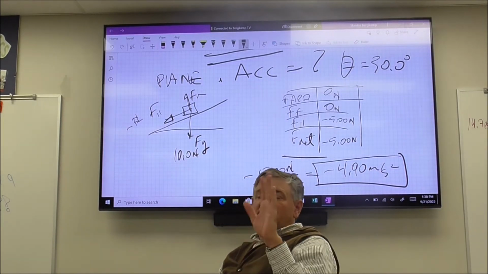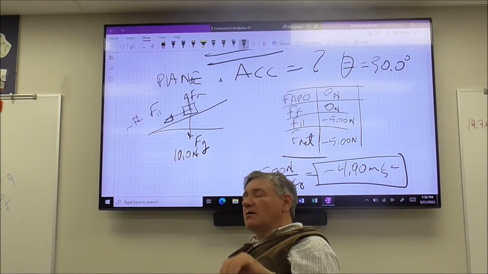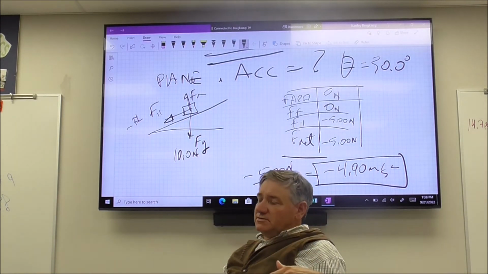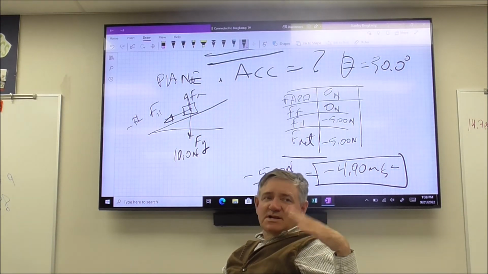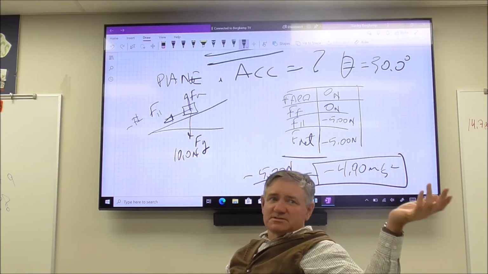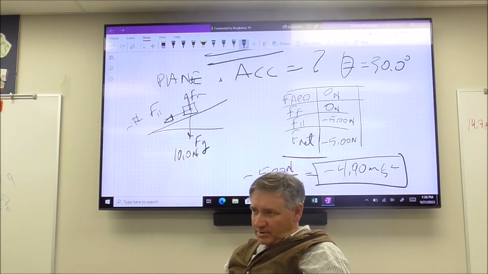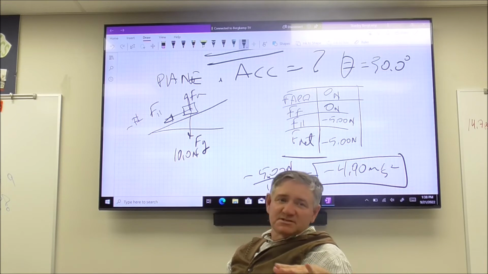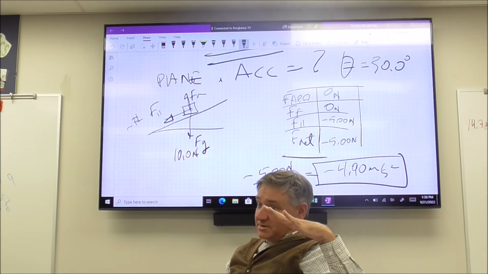Now, here's the most common misconception. Everybody goes, whoa, that's half the acceleration due to gravity. And everybody thinks that should happen at 45 degrees. Oh, 45 degrees, that's halfway up. That's when your acceleration should be negative 9.8. Half your acceleration actually occurs at 30 degrees.